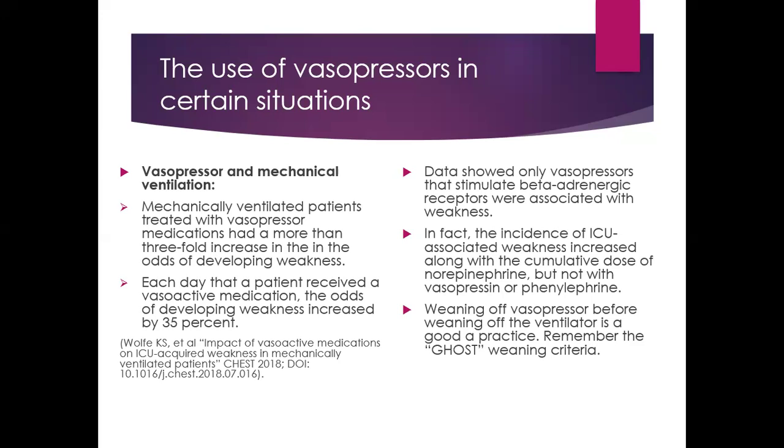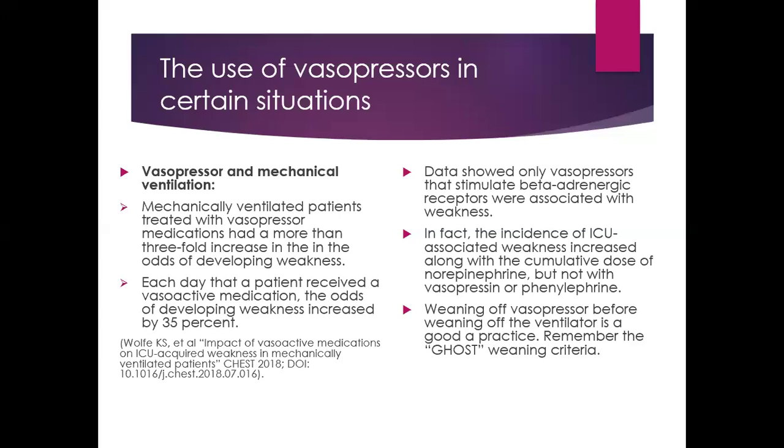That also shows that it depends on the vasopressor you are using. The agents acting on beta-adrenergic receptors, norepinephrine and epinephrine, are more associated with weakness. In fact, the incidence of ICU-associated weakness increased along with the cumulative dose of norepinephrine used. But among patients on vasopressin and phenylephrine, the incidence of ICU-associated weakness was not significant. So what do we do?